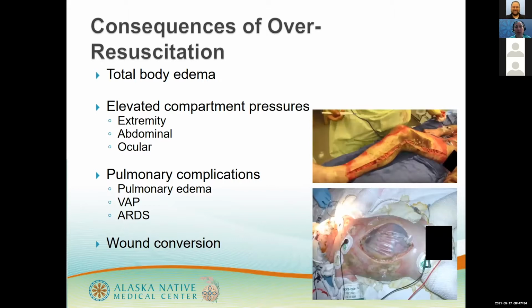Over-resuscitation can lead to total body edema, which we've talked about. This leads to compartment syndrome in extremities requiring escharotomies, abdominal compartment syndrome, which is a very poor prognosis sign, and even elevated ocular pressures requiring lateral canthotomies. We all know pulmonary complications of over-resuscitation, such as pulmonary edema, ventilator-associated pneumonia, and ARDS. And also you can get wound conversion.